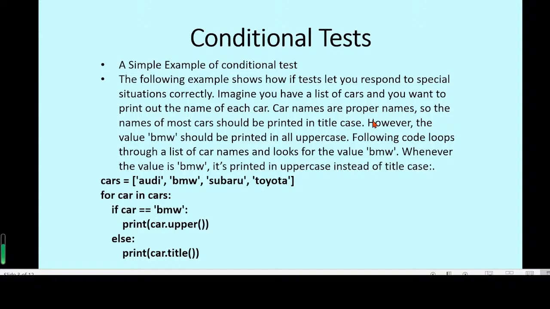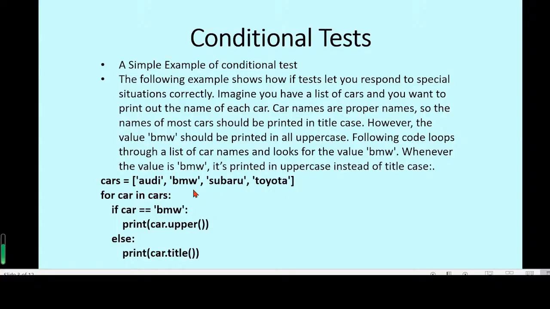Car names are proper names, so the names of most cars should be printed in title case. However, the value BMW should be printed in all uppercase. The following code loops through a list of car names and looks for the value BMW. Whenever the value is BMW, it is printed in uppercase instead of title case.